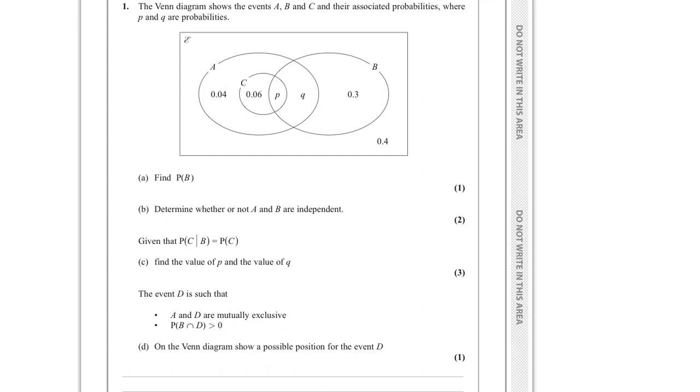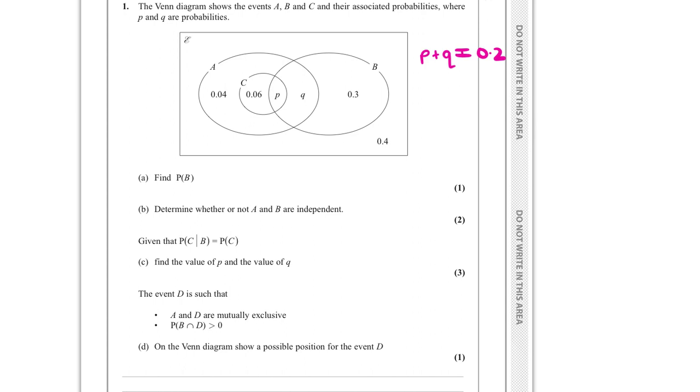So the Venn diagram shows the events A, B and C and their associated probabilities where P and Q are probabilities. Okay, if we know that P and Q are probabilities, what do we know they all add up to? 1, perfect. So because it's told us that, without reading the rest of the question, I know that all of these are going to add to 1. So that means P plus Q plus 0.7, 0.8 equals 1, so P plus Q equals 0.2, because 1 minus 0.8 is 0.2.